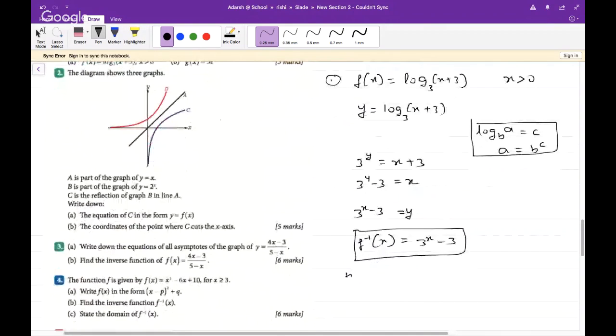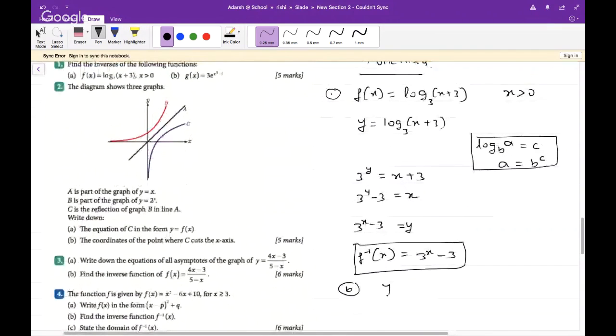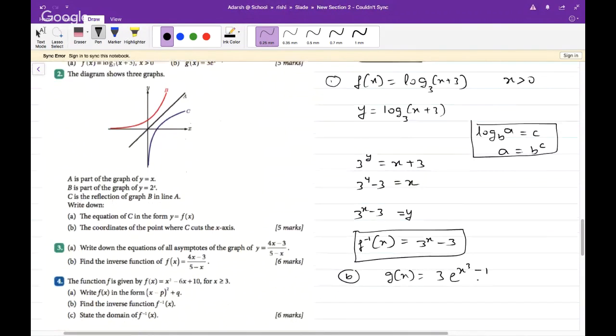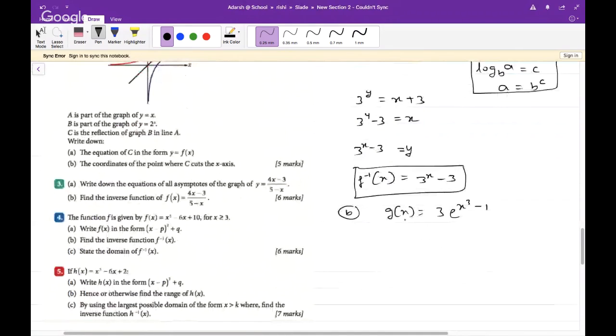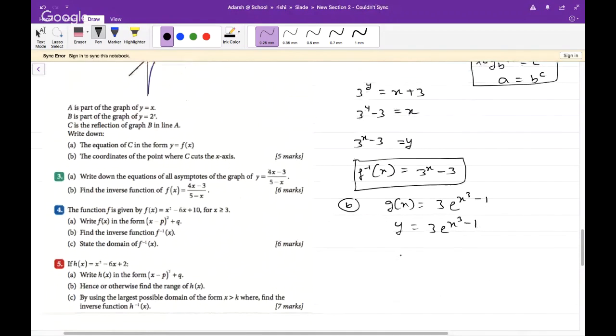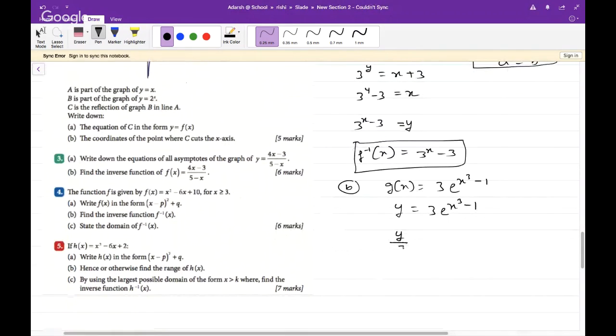Now second part, b. g of x is equal to 3 e to the power x cube minus 1. Now take this as y. y is equal to 3 e to the power x cube minus 1. So take 3 on this side, so it becomes y divided by 3 is equal to e to the power x cube minus 1. We have to make x the subject, so this entire thing has to come down. So we'll apply log on both sides.